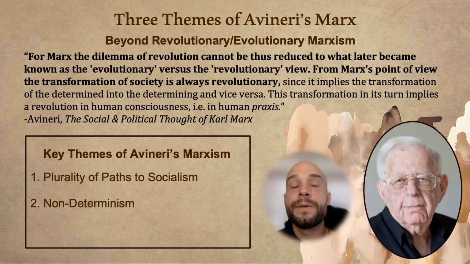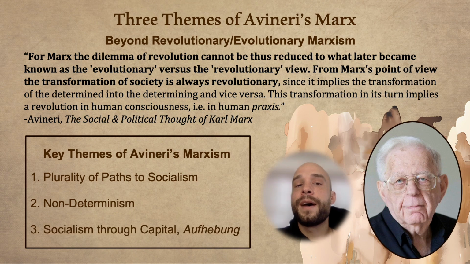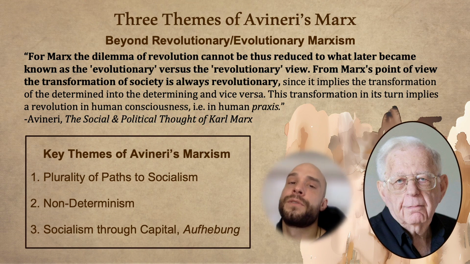Second, although Avineri is called a determinist sometimes, I think it'll be made pretty clear in this lesson that he is anything but a determinist. Finally, we introduce the idea of Aufhebung in this lesson and the idea that the pathway to socialism is through capital. For now, we can think of Aufhebung as the idea that the way out is through.